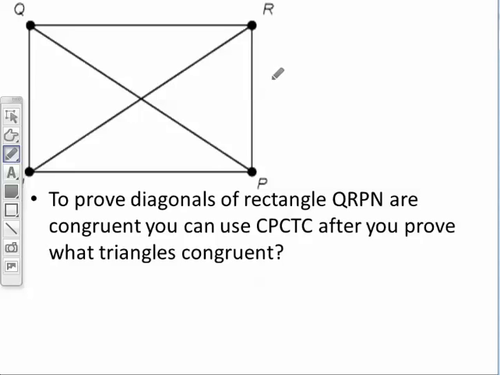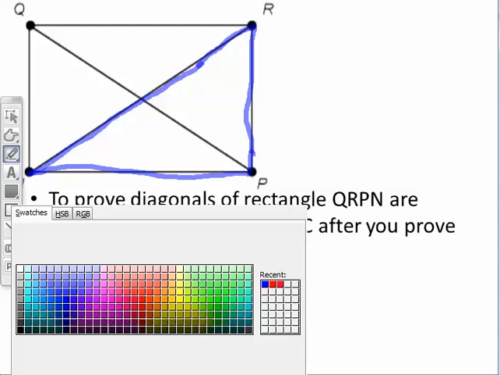Okay. Now, to prove diagonals of rectangle QRPN are congruent, you can use CPCTC after you prove triangles congruent. Oh, they're asking me what triangles are congruent. Okay? Well, we're wanting to prove that the diagonals are congruent. That means we need to make certain we're including the diagonals in our triangles that we're going to be proving congruent. And this is one of the hardest questions on this test, okay? Because you've got to be able to look at the diagram that they're giving you and realize that I've got to have both diagonals in the triangles, okay?